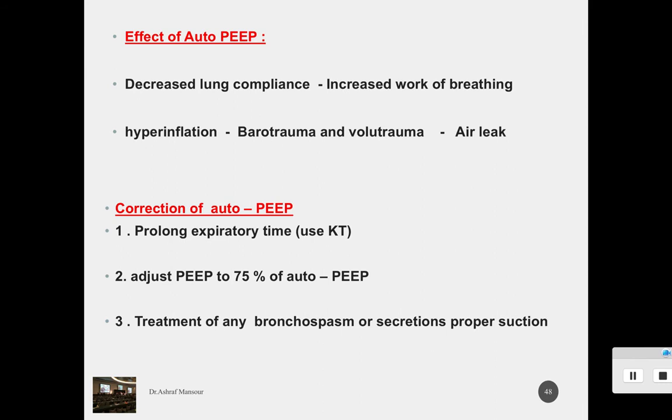So the auto-PEEP mostly comes from us when we set the inspiratory time in a wrong way, too long with a high respiratory rate, so the expiratory time is not enough. But also look at your baby, there may be bronchospasm or some secretion.